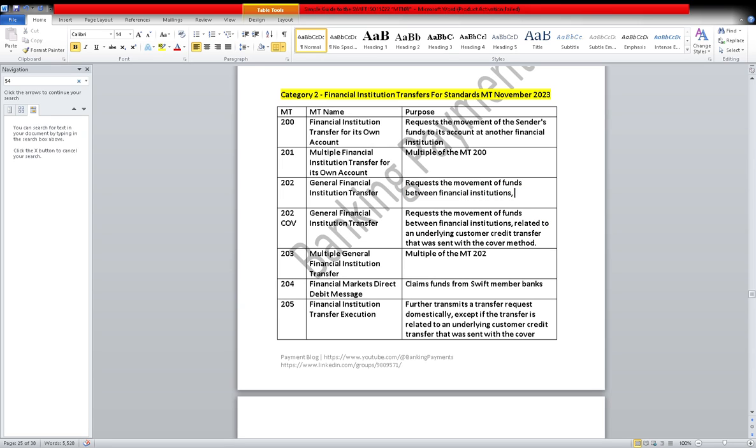Don't get confused. Just simple. It is a transfer between two financial institutions. That's it. Okay. What is MT202? What is MT202 and 202 cover? We are going to see it in detail.